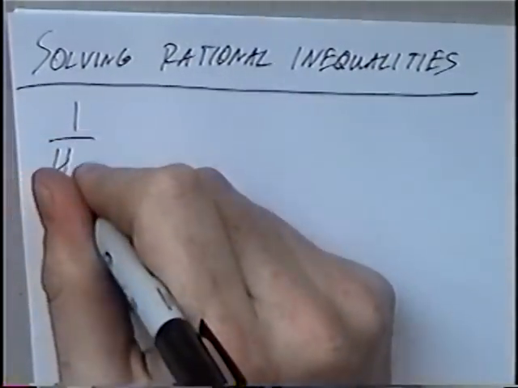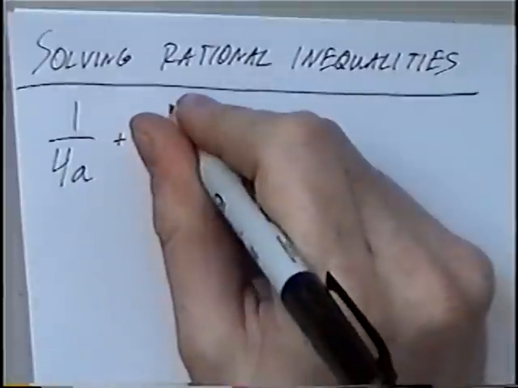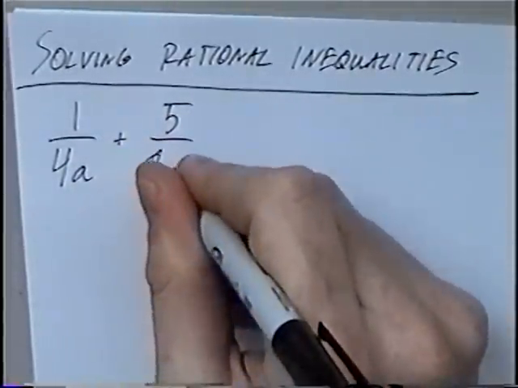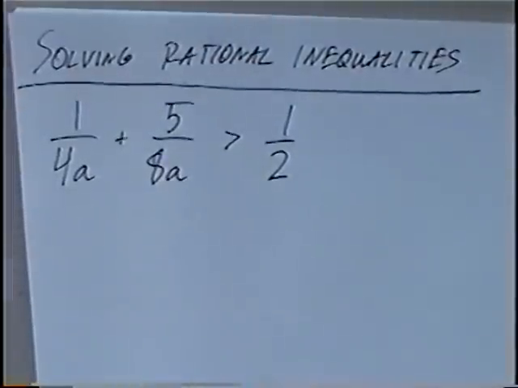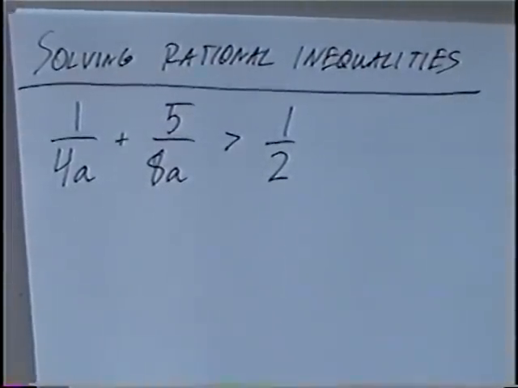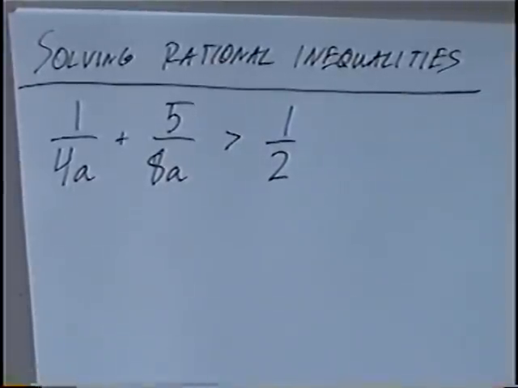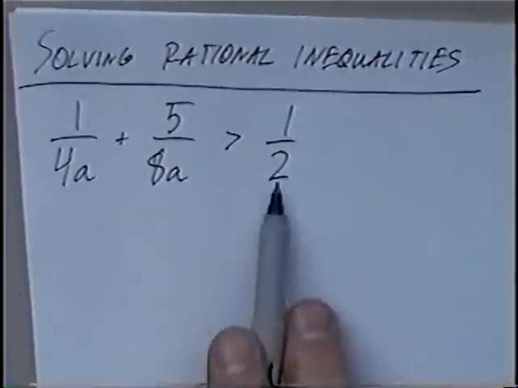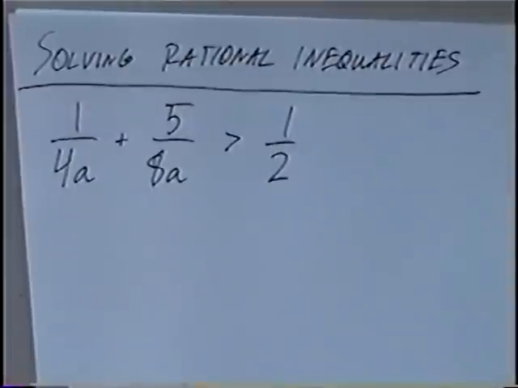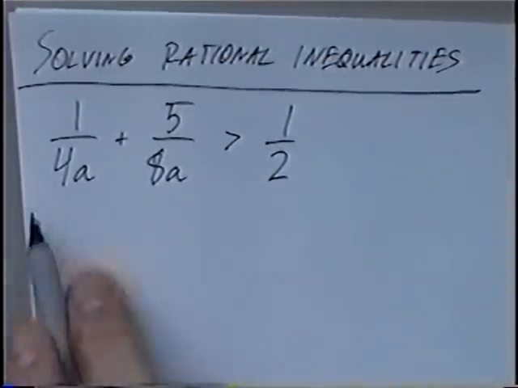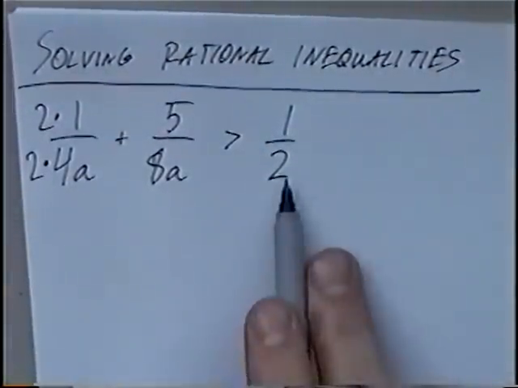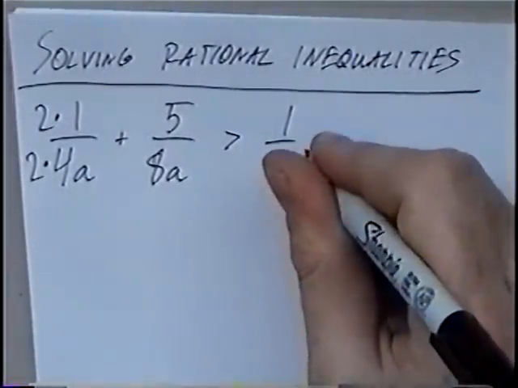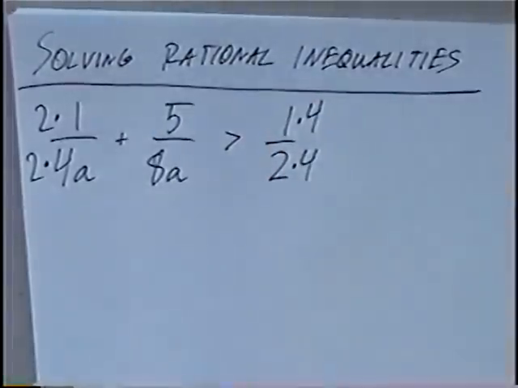1 over 4a plus 5 over 8a is greater than 1/2. Solving the rational inequality, which has fractions, we first want to get common denominators. Looking at the coefficients 4, 8, and 2, the common number would be 8. So the first fraction we can multiply by 2 in the numerator and denominator, and the last fraction we can multiply by 4 in the denominator and numerator.